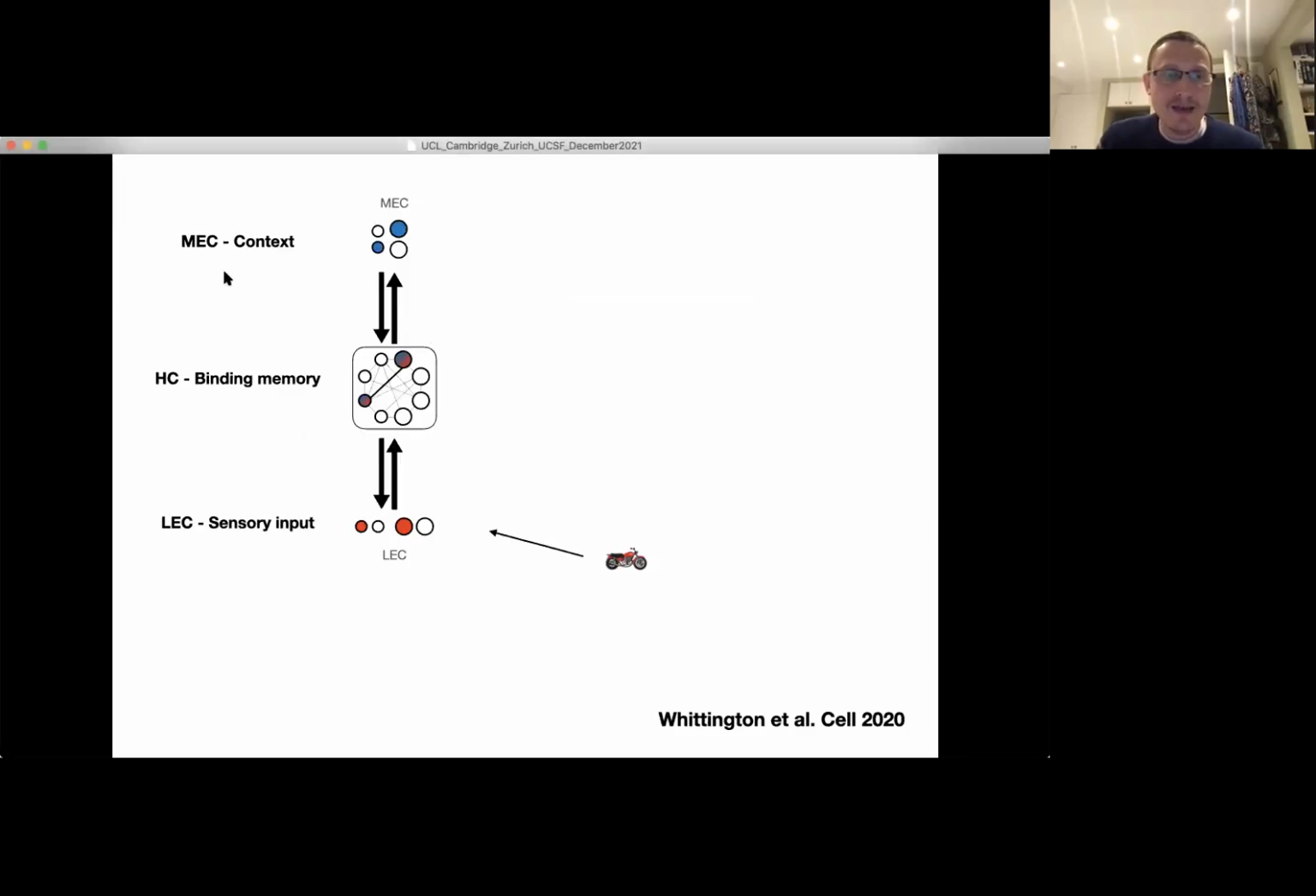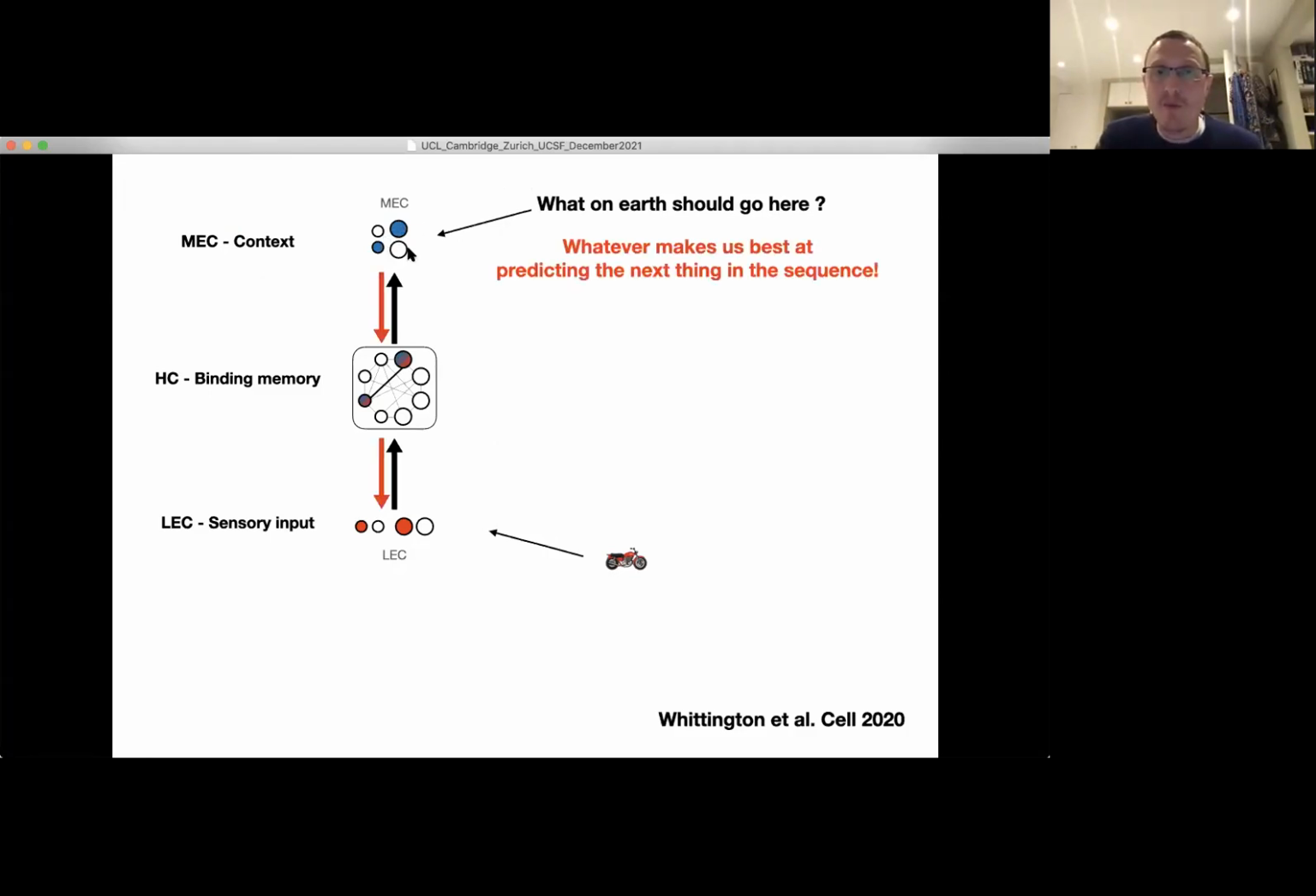So here it is again, the MEC, the binding of the LEC. We know what should go down here in this red thing. Lots of people have modeled sensory input in neural networks before, that's fine. What on earth should go up here in this blue thing? What is a location or a coordinate in your abstract relational space? And so the answer is, well, let's just let the network find out exactly the way that I told you before. We're going to try and predict what's going to come next. And whatever representation makes us best at predicting the next thing in the sequence, that's the representation we're going to put up here. And we're going to say, try your hardest to predict everything you can predict. Which representation up here? What should the cells look like up here to help you do that, right? That's the game we're going to play.